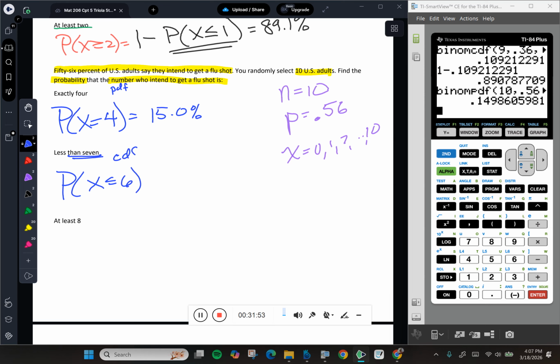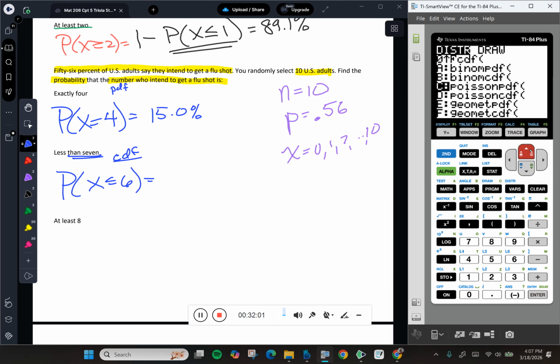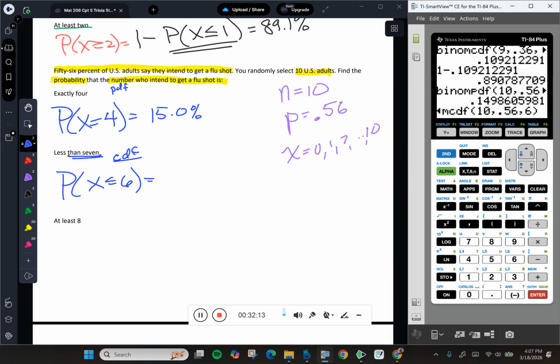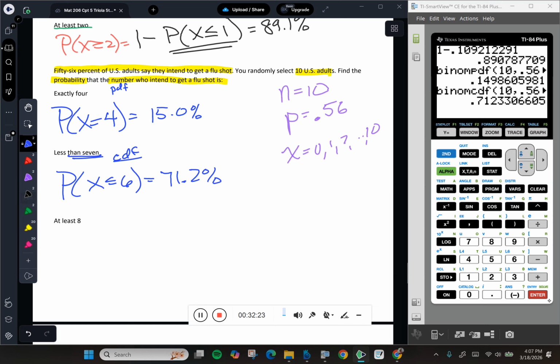That's a CDF problem because it's a left tail. So grab my calculator, go to my distribution menu, find the CDF command, 10 trials, 0.56 probability of success. My highest value is going to be 6. 71.2% chance. Okay? This is the most common mistake in this problem, reading this wrong. Less than 7 means 6 and below. So be careful with that.